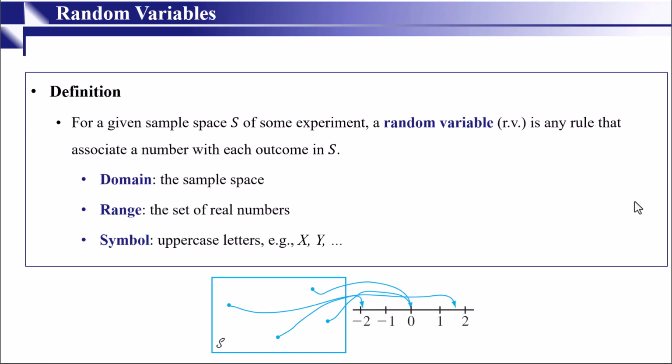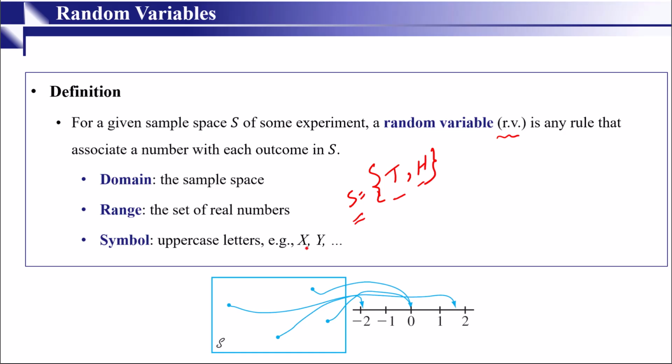Imagine running an experiment, for example, flipping a coin. The sample space is simply all the outcomes. So S is equal to tails and heads. A random variable, which we abbreviate as RV, is a rule that assigns a number to each possible outcome in the sample space. It has a domain, and the domain is simply the sample space. And the range of the random variable is the real numbers.